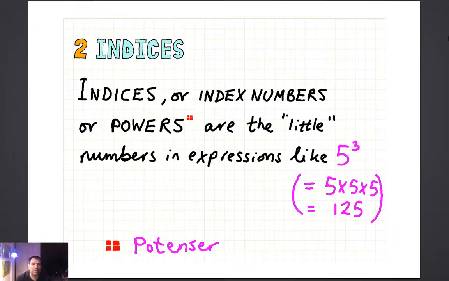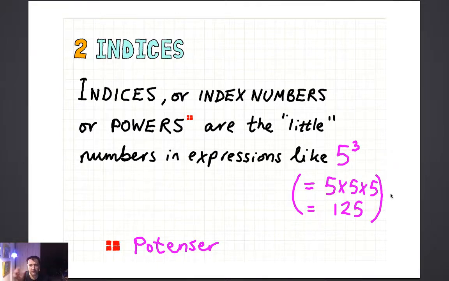So we're doing MYP3 Unit 2 and Chapter 2 is indices. So indices or index numbers or powers, or you often see the word exponents as well, are the little numbers in terms like 5 to the power of 3. So 5 to the power of 3 means 5 times 5 times 5.